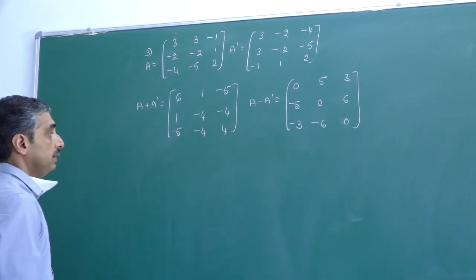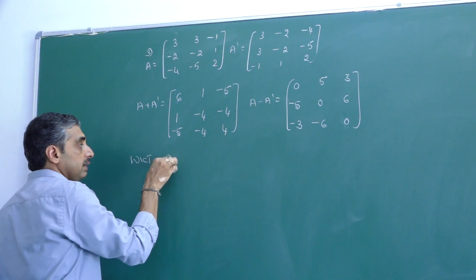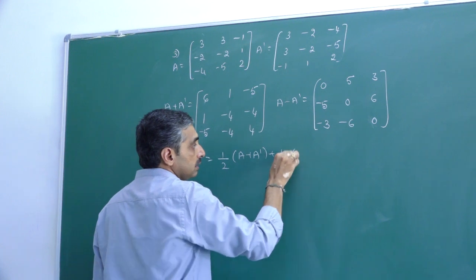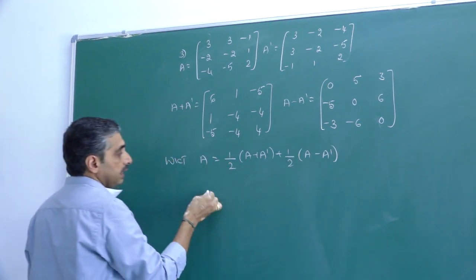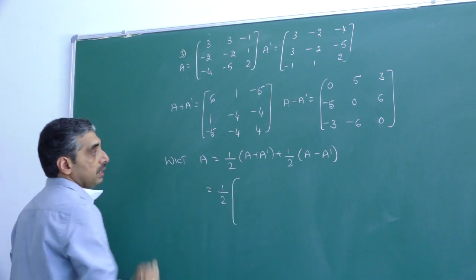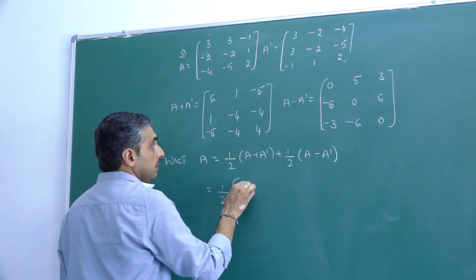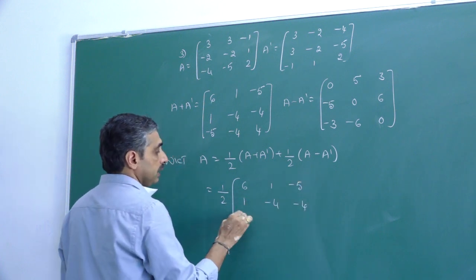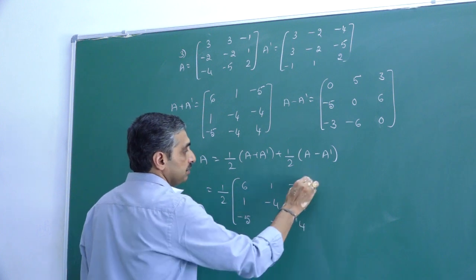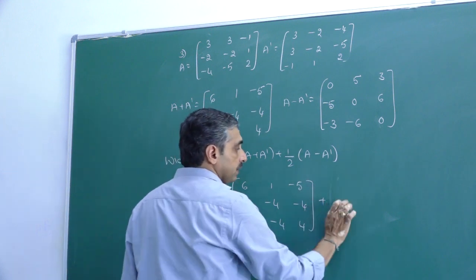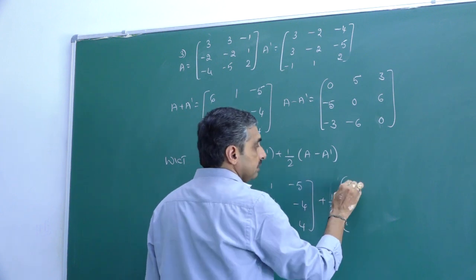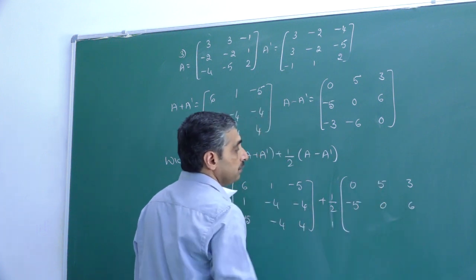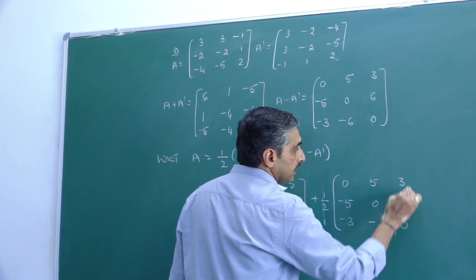So now we can use our regular formula. We know that any square matrix A is half into (A plus A dash) plus half into (A minus A dash). Half into A plus A dash, replacing: 6, 1, minus 5, 1, minus 4, minus 4, minus 5, minus 4, 4, plus, okay, half into A minus A dash: 0, 5, 3, minus 5, 0, 6, minus 3, minus 6, 0.